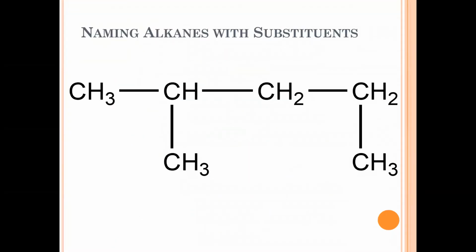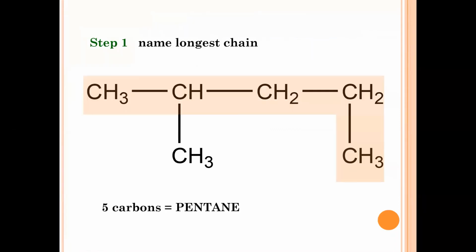So if we start doing this one, here's the biggest thing. Let's count the longest continuous chain. 1, 2, 3, 4, 5. Don't forget it bends down, okay? Or here, 1, 2, 3, 4, 5. Either way, our longest chain is 5. So that means our base name is pentane, okay?